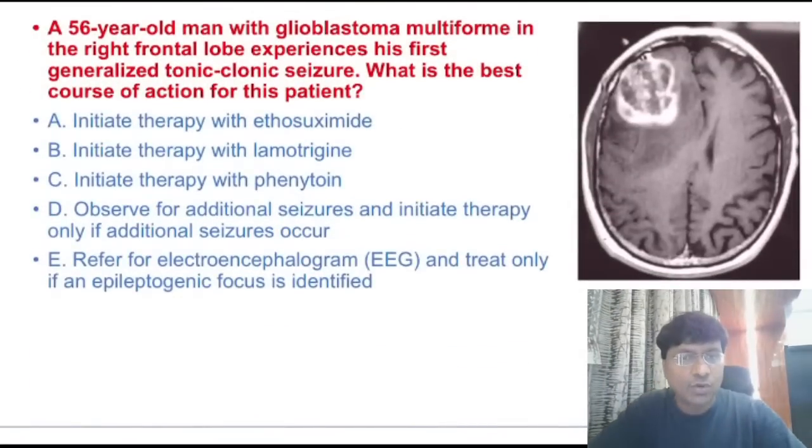A 56-year-old man with glioblastoma multiforme in the right frontal lobe experiences his first generalized tonic-clonic seizure. What is the best course of action for this patient? Initial therapy with ethosuximide, initial therapy with lamotrigine, initial therapy with phenytoin, observe for additional seizures and initiate therapy only if additional seizures occur. Fifth option is refer for electroencephalogram and treat only if an epileptogenic focus is identified.